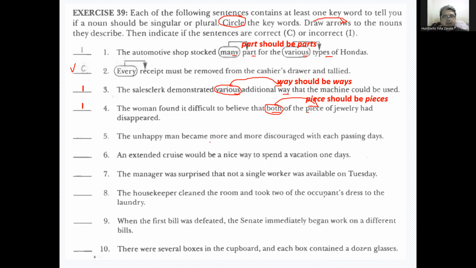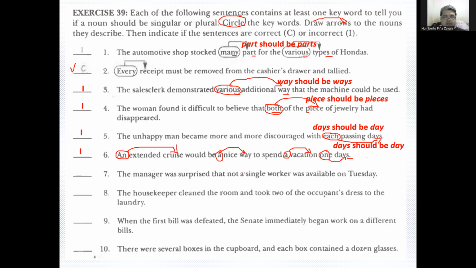The unhappy man became more and more discouraged with each passing days. Days is plural, each is always singular, so it should be each passing day. An extended cruise would be a nice way to spend a vacation one days. Days is plural, one is singular, so this is incorrect. It should be one day.